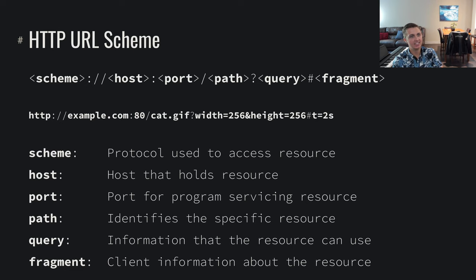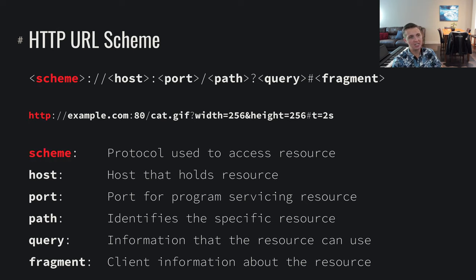So let's take as an example this URL right here. And a URL is a uniform resource locator for those wondering, but most people call them just URLs. So in this case, we have example.com requesting a cat.gif with some width, some height, and then we can pretend for this example that we're also requesting that the gif be played 2 seconds into its duration.